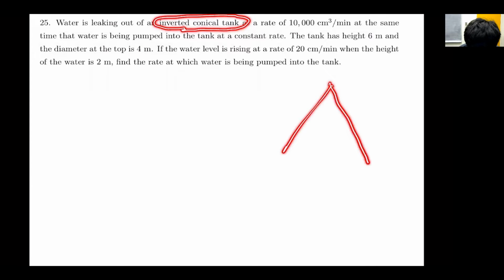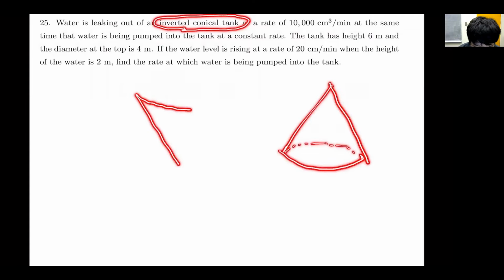So first, water is leaking out of an inverted conical tank. So what exactly does it mean for us to have an inverted conical tank? Well, first, let's understand what a conical tank is. A conical tank basically looks like this. So this is going to be a conical tank. Then an inverted conical tank will basically be the inversion of the conical tank we have over here.